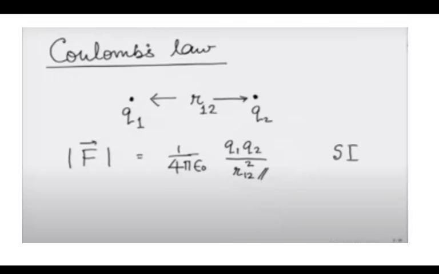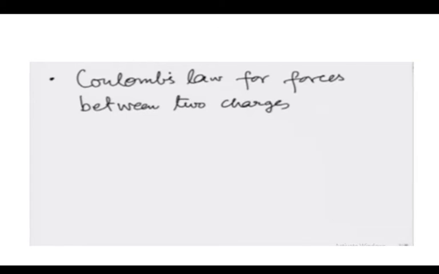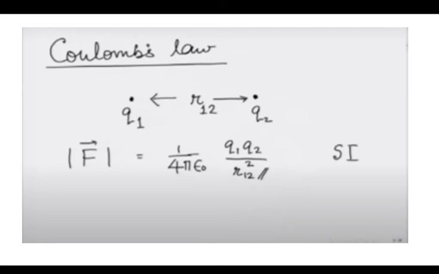Let us consider two point charges, q1 and q2, and the distance between these two charges is r, represented by small r12. According to Newton's law, the magnitude of the force between the two point charges is F equal to 1 upon 4 pi epsilon naught, into q1 into q2, divided by r12 squared, the square of the distance between the two charges, generally represented in SI units.